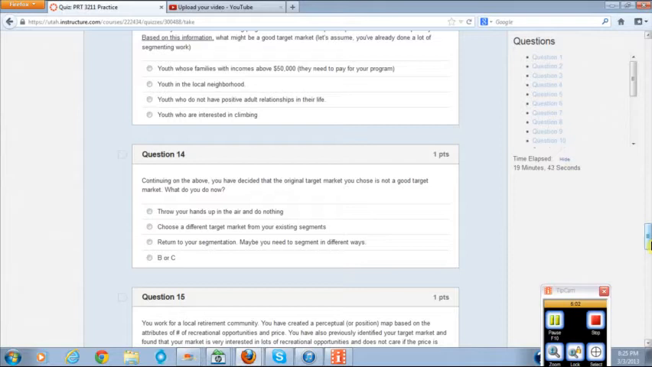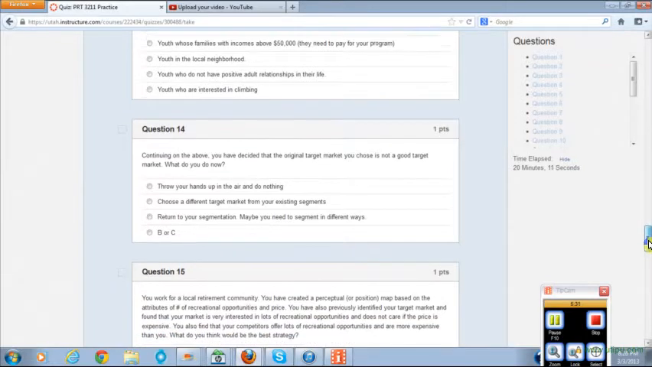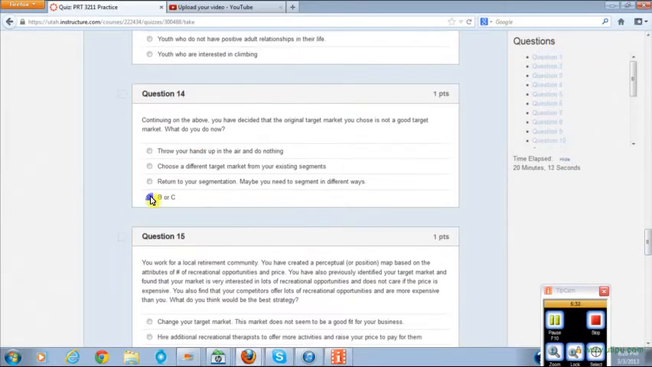Choose a different target market from your existing segments. This is a perfectly acceptable solution. If we don't think that one's good, let's see what else we've got. Let's keep going there. Return to your segmentation. Maybe you need to segment in different ways. This is an excellent answer. Maybe we need to segment on why people come to RSL games or what people are looking for when they come to a game. Those are a little more nuanced and I think probably a little more detailed, effective ways to segment. So in this case, both B and C are correct answers.